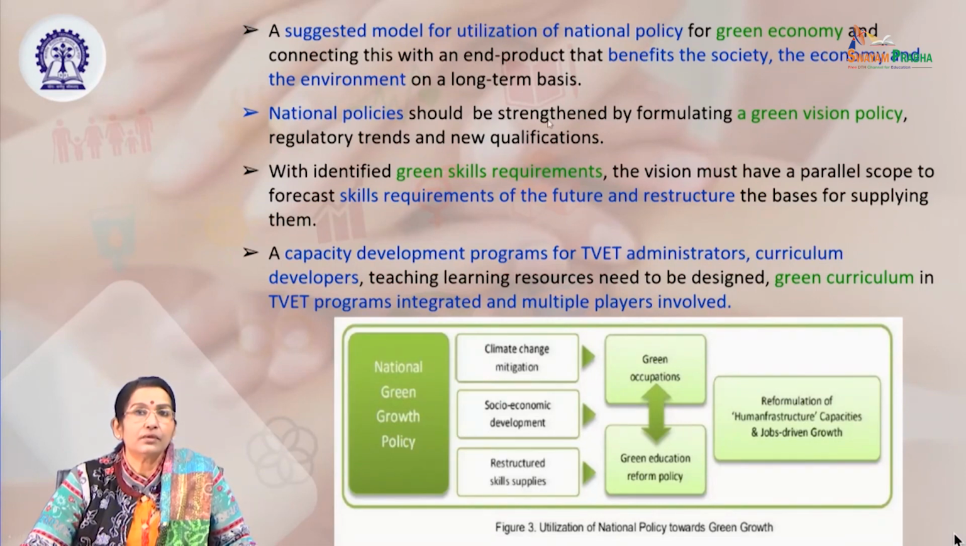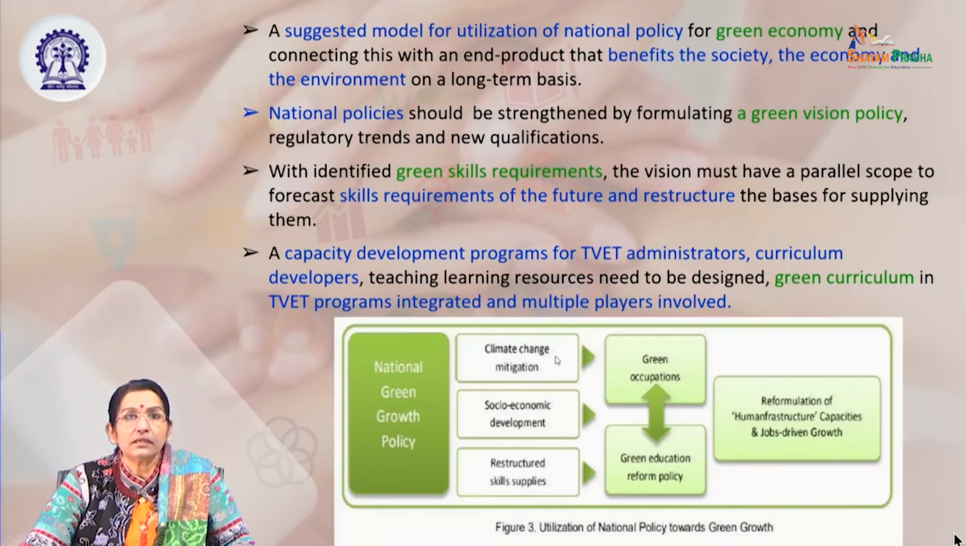So, the national policy should be strengthened by formulating a green vision policy, regulatory trends and new qualifications, green skill requirements, that is, skill requirements for the future, and the restructuring of the existing system. Then capacity building programs for TVET administrators, curriculum developers, teaching-learning resources required, then TVET programs integrated with the multiple players involved. Here we can see the first thing, for example, is the national green growth policy.